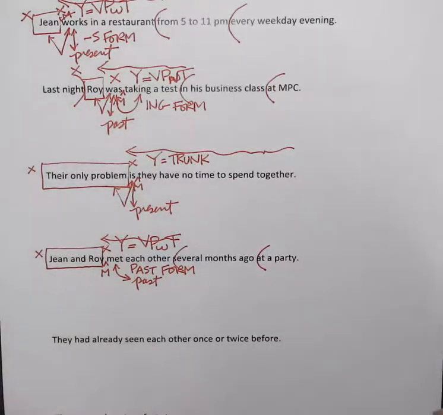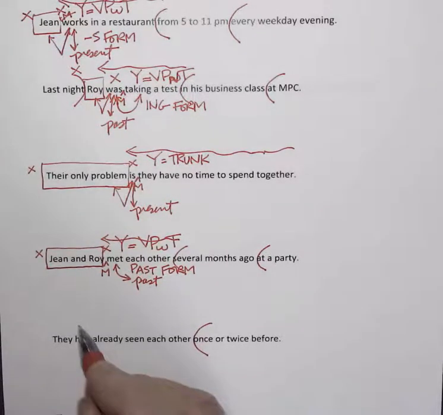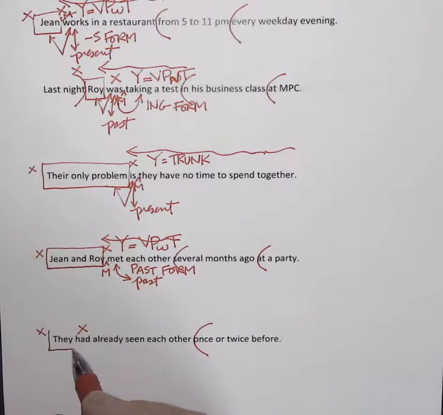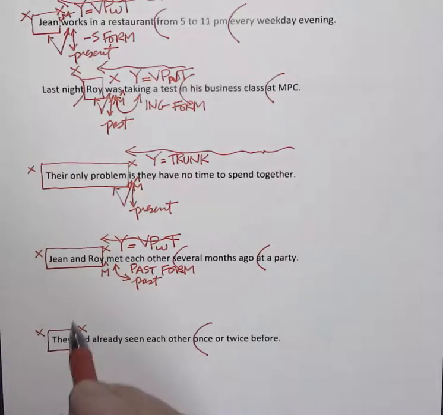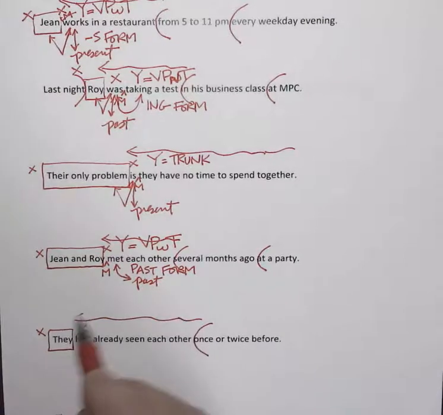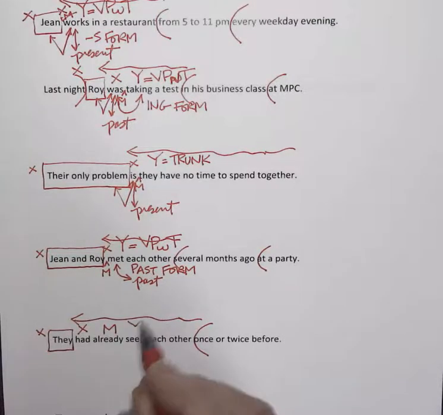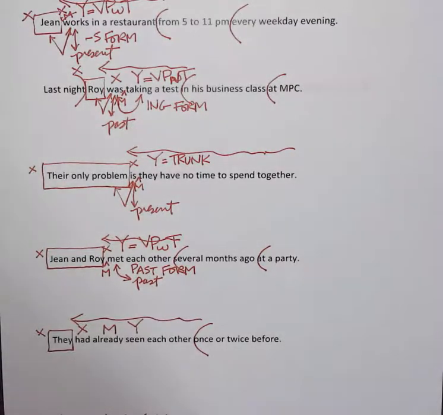They had already seen each other once or twice before. Once or twice before, they had already seen each other. Had is the X word. Move it here to make the question. They is the subject. Everything between is the predicate. Had, already is the M word. And seen each other is Y.